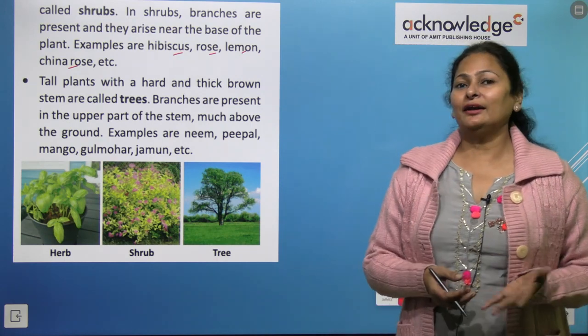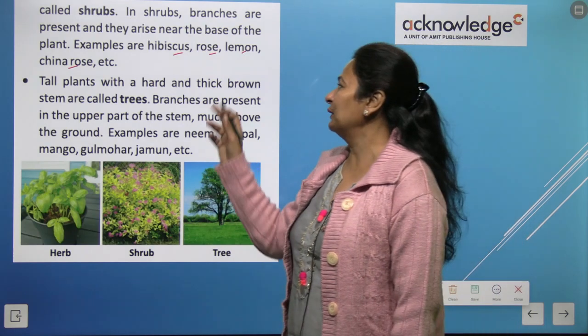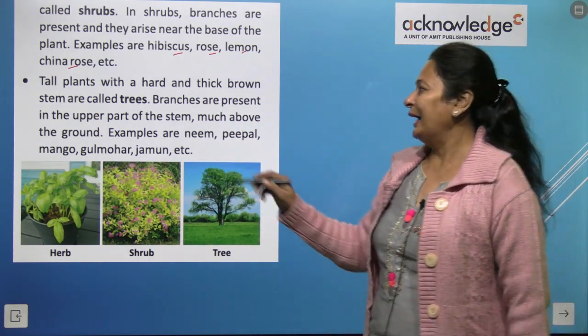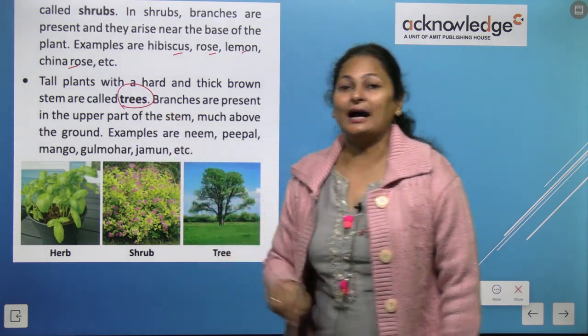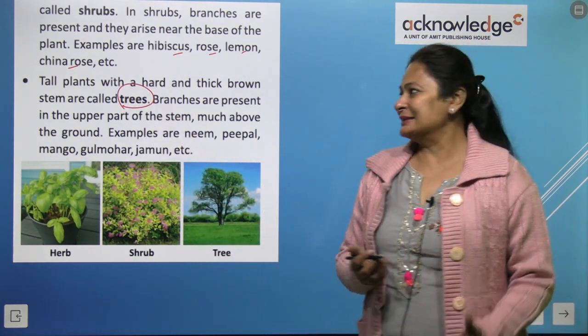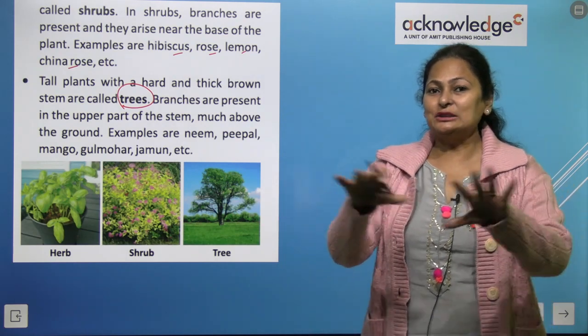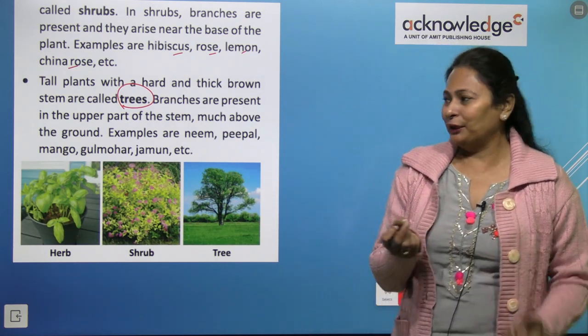Now, the next category is tall plants with a hard and thick stem, which is called a trunk. These types of plants are called trees. They have a hard and woody trunk, and it is wide, not narrow, right?